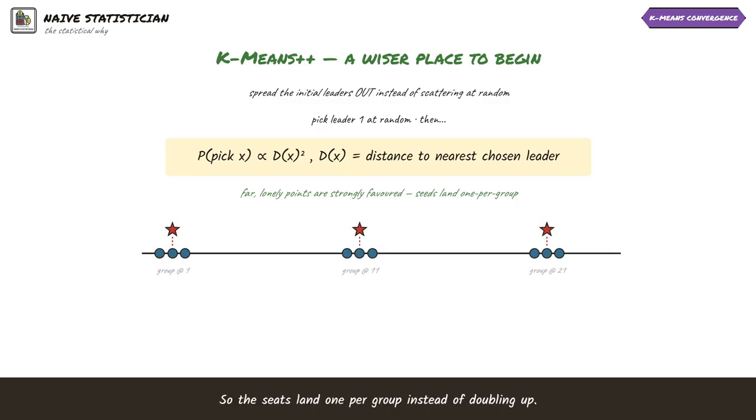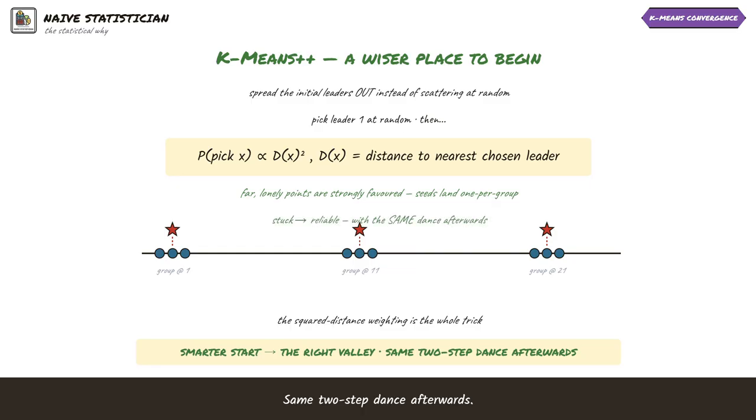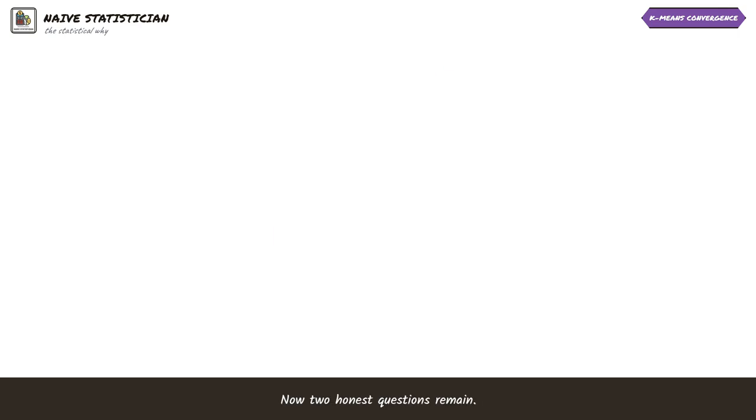So the seeds land one per group instead of doubling up. That square distance weighing is the whole trick. It makes the algorithm reach for the far, lonely regions of the data when planting leaders. In practice, this one change turns K-means from something that regularly gets stuck into something that reliably finds the right valley. Same two-step dance afterwards, just a wiser place to begin.